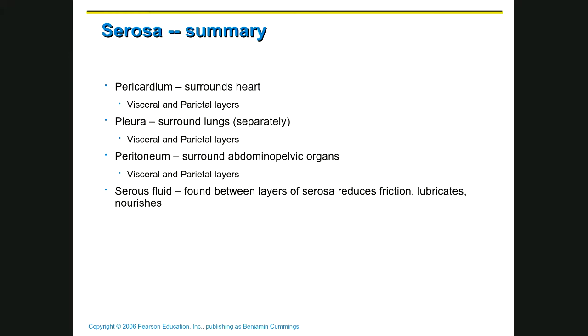So, if we just summarize all that, this is what we get. So here's a summary slide, so you can come back to this when you look at it. So we have the pericardium around the heart. We have the visceral and parietal layers. We have the pleura around the lungs. We have the visceral and parietal layers. We have the peritoneum around the abdominopelvic organs and a visceral and parietal layer. And then don't forget, there's a cavity between each of these layers, and it contains this serous fluid.